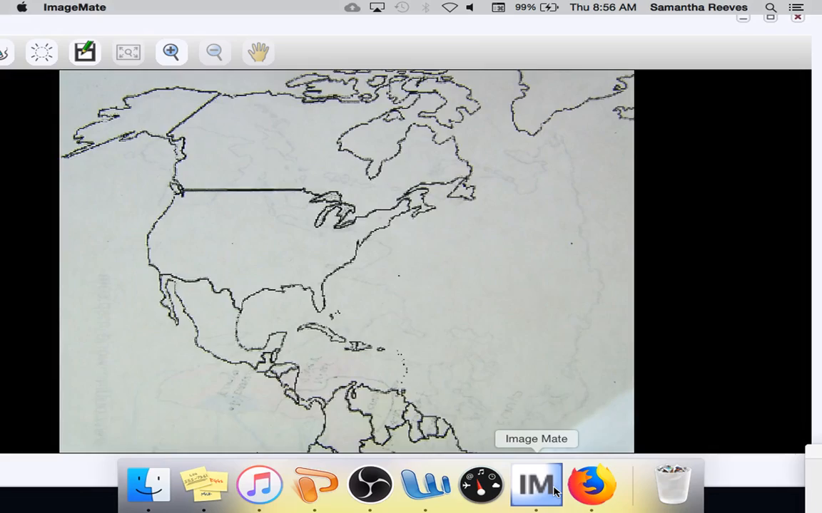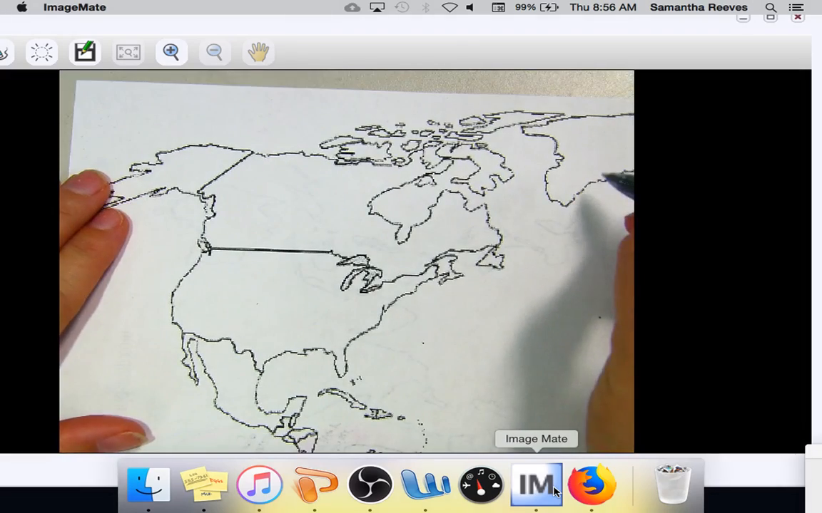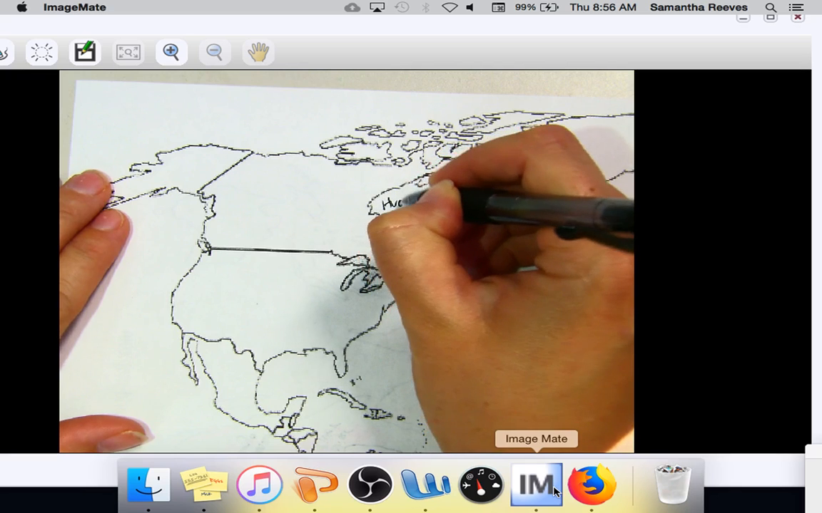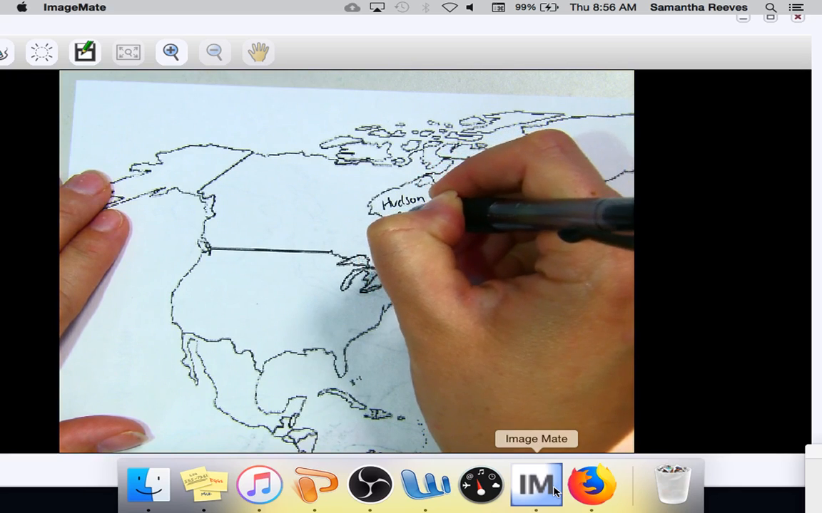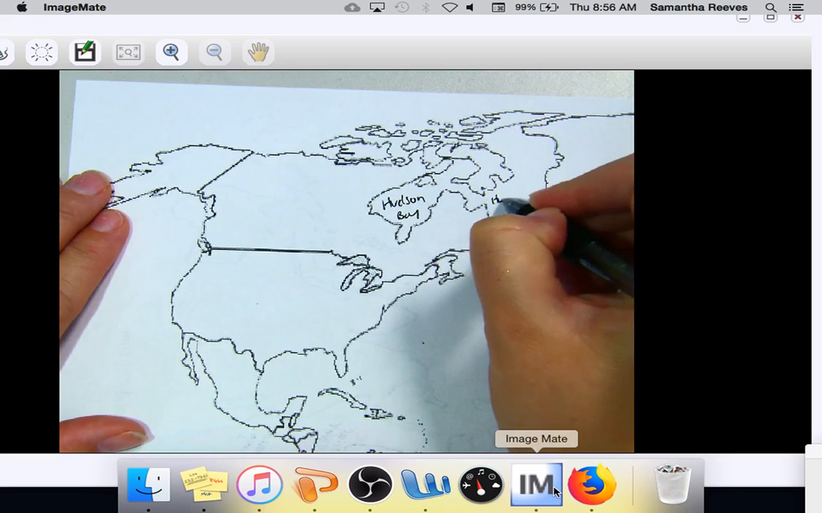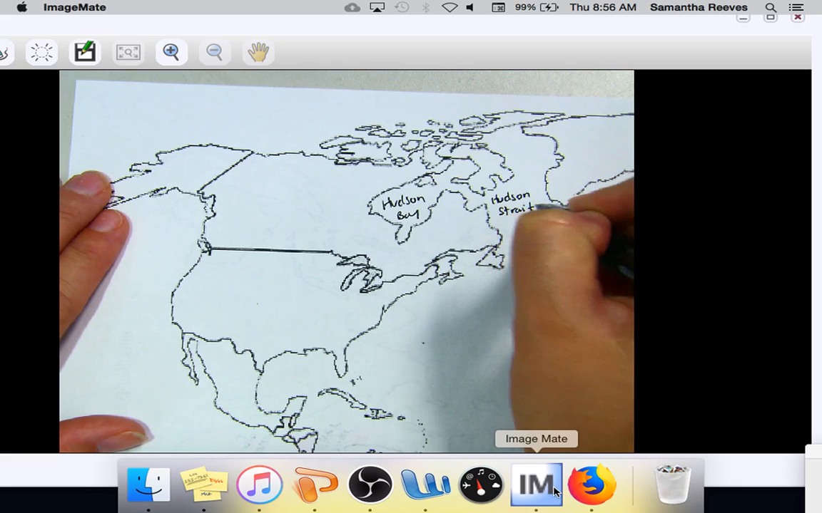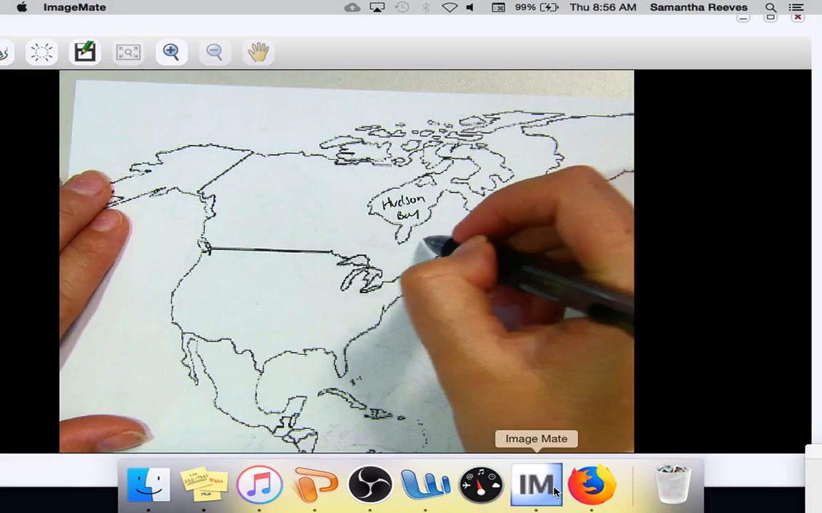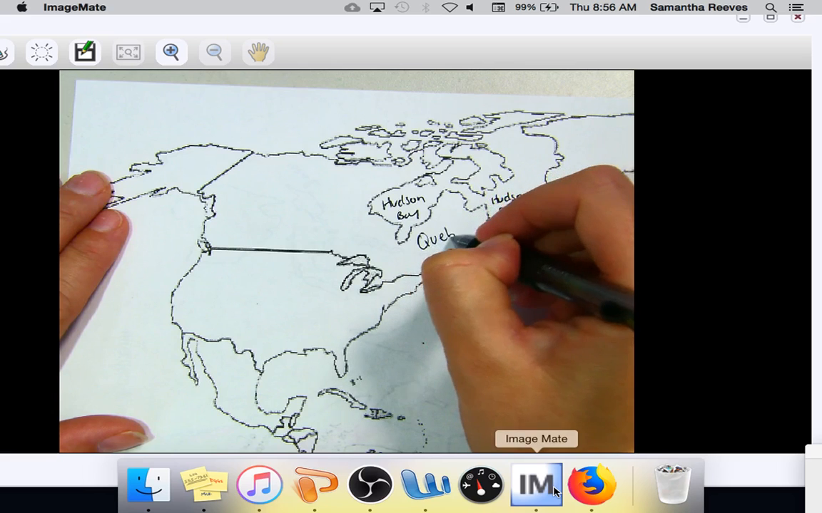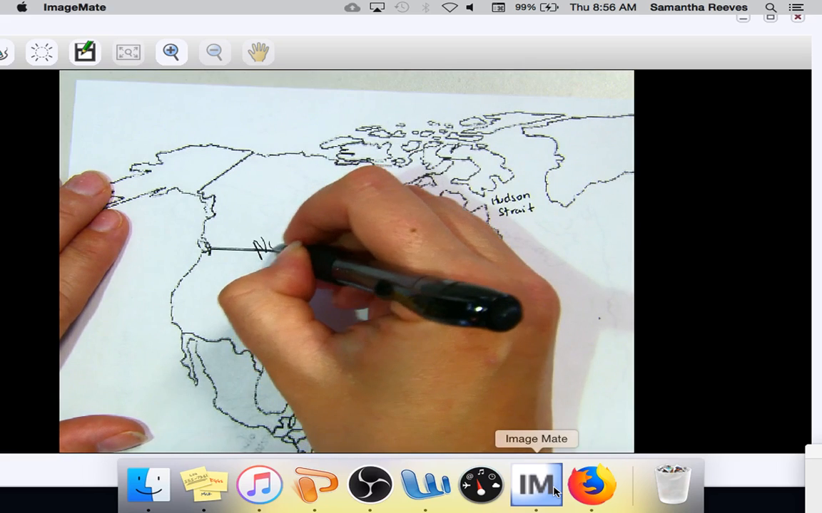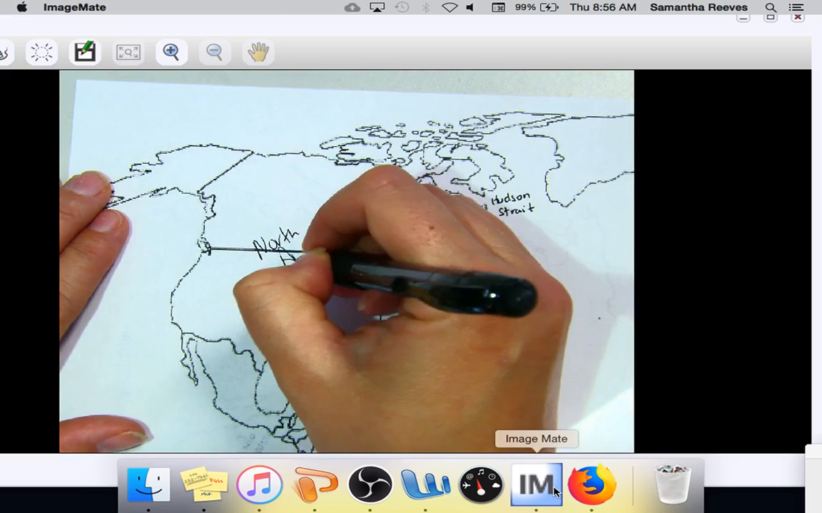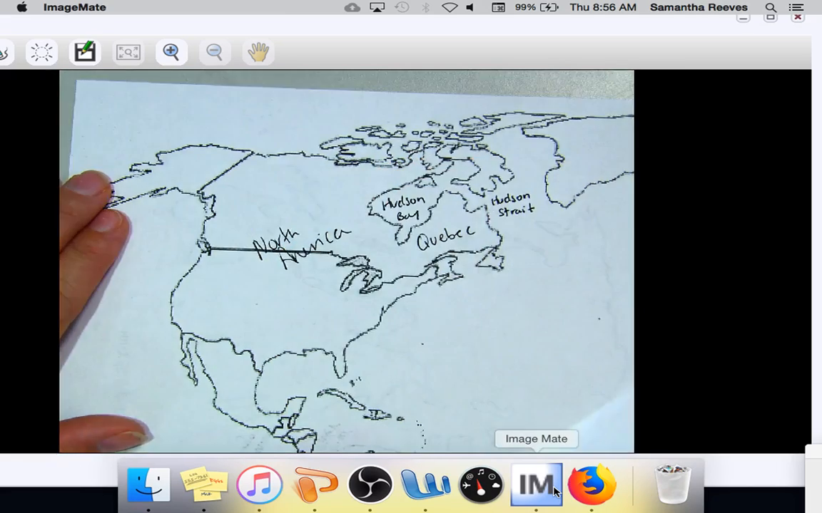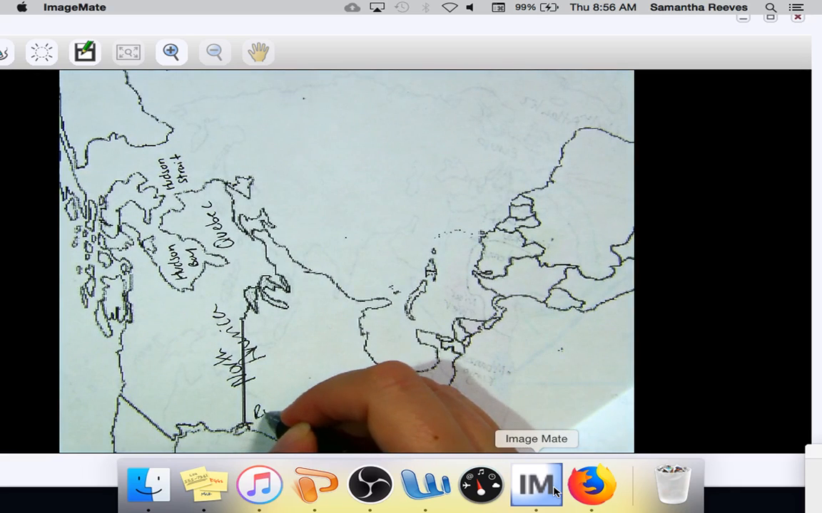Here we go. I'm going on the other side so we can get this done. Hudson Bay. Hudson Strait. Guess who discovered it? Hudson. Look at you, people. This is your Atlantic Ocean. This is Quebec. This versus North America. These are your Rocky Mountains.